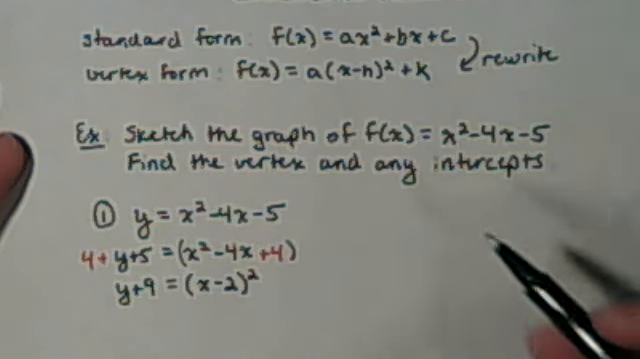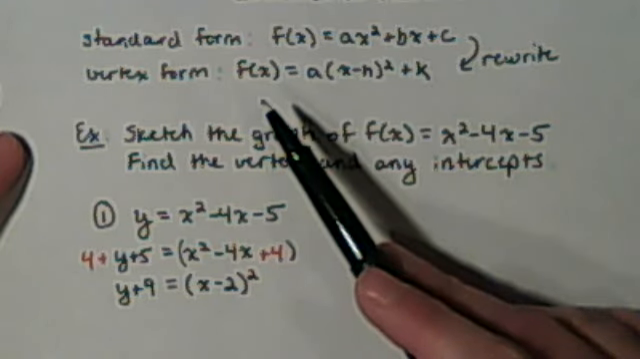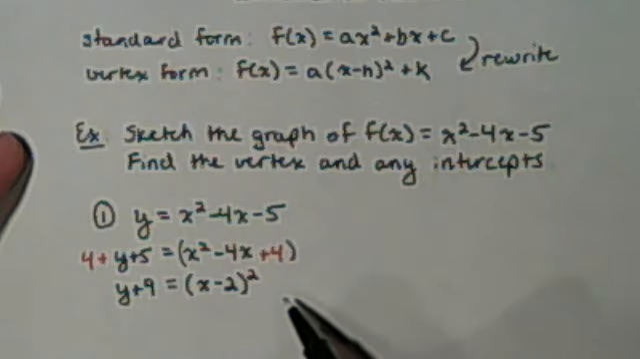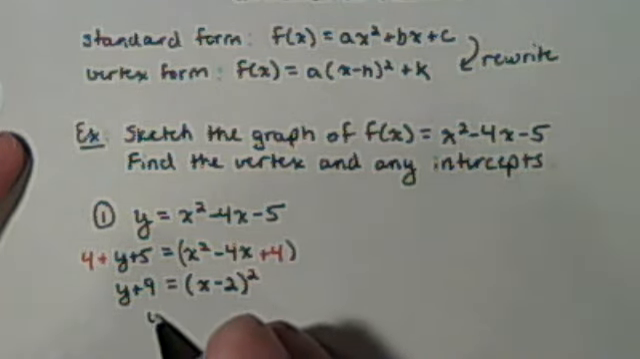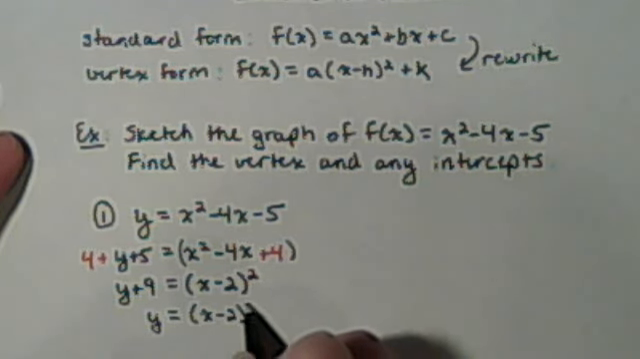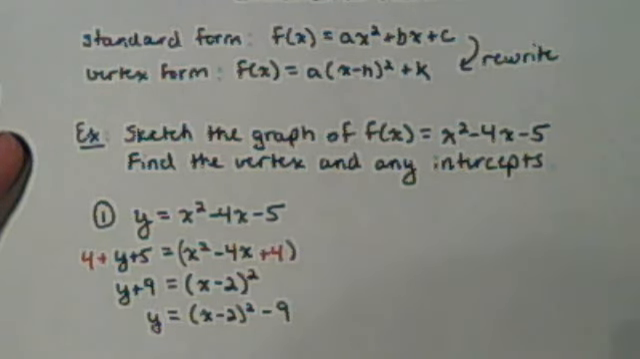Now it's not quite in the vertex form yet because y should be by itself, or f of x, and so we want everything else on the right hand side. So now I simply bring the 9 over. So I have y is equal to (x minus 2) squared minus the 9.